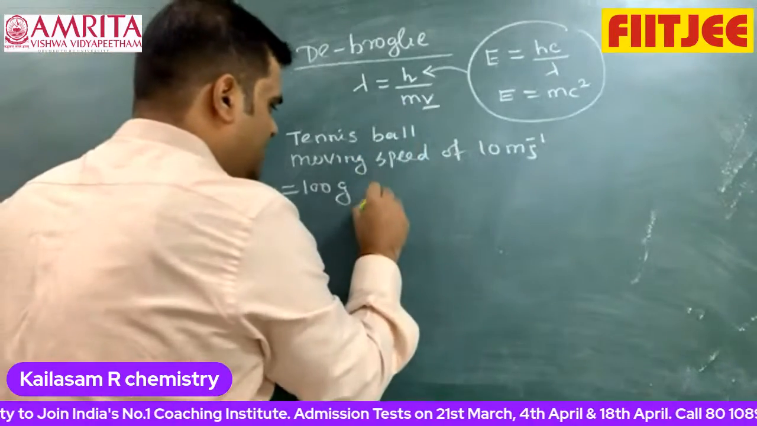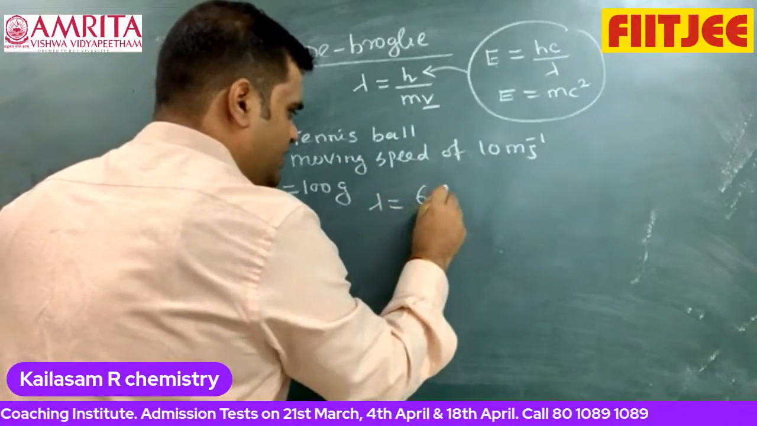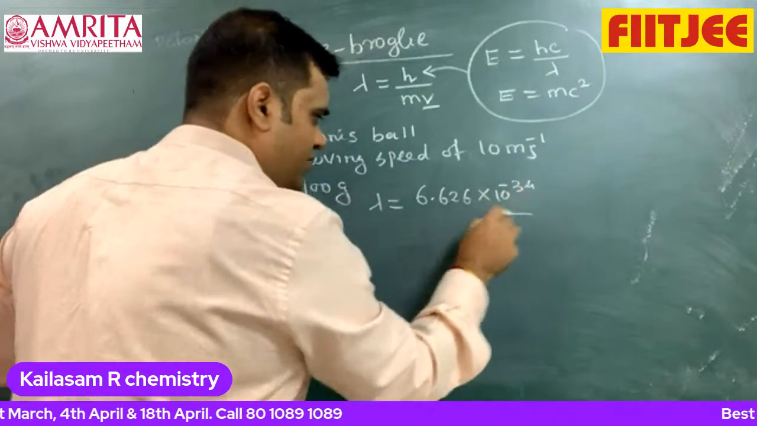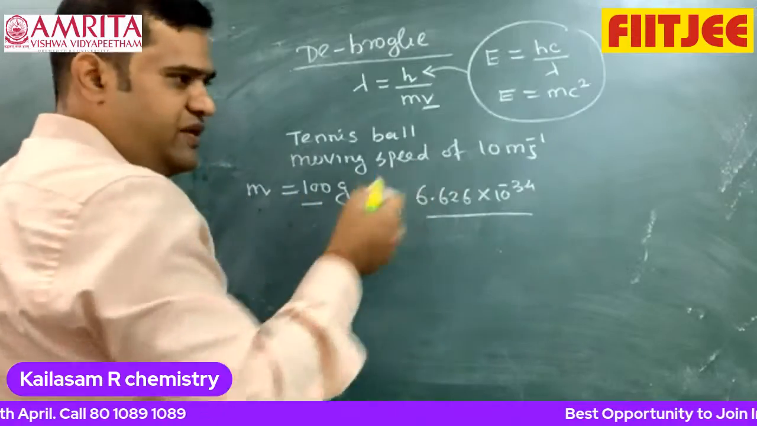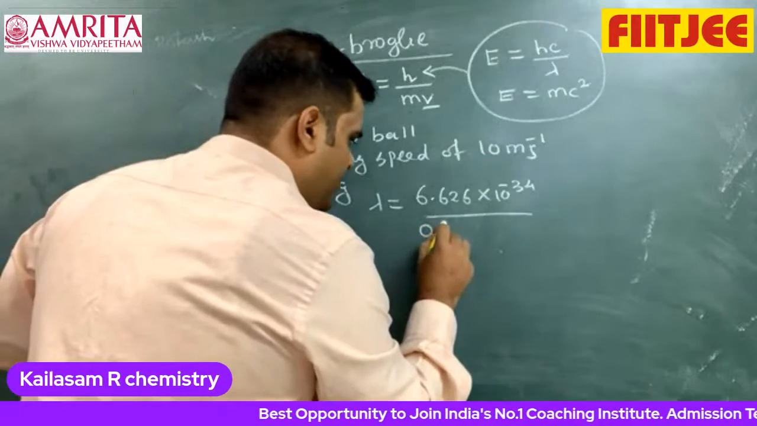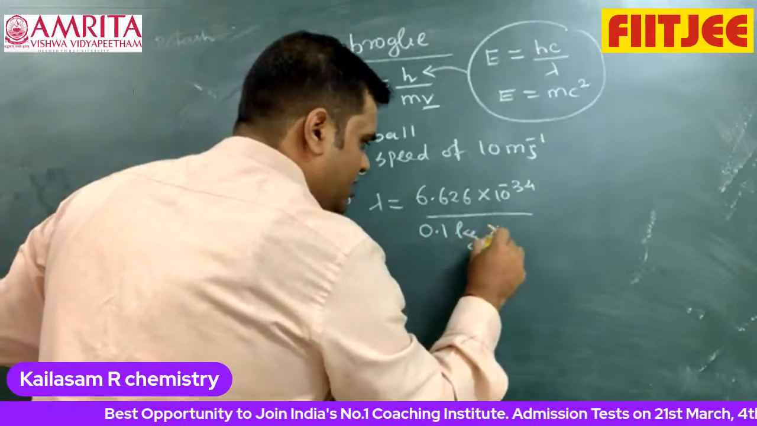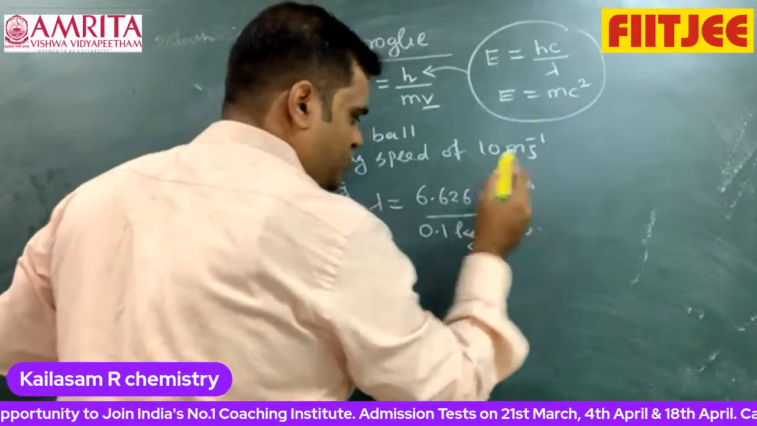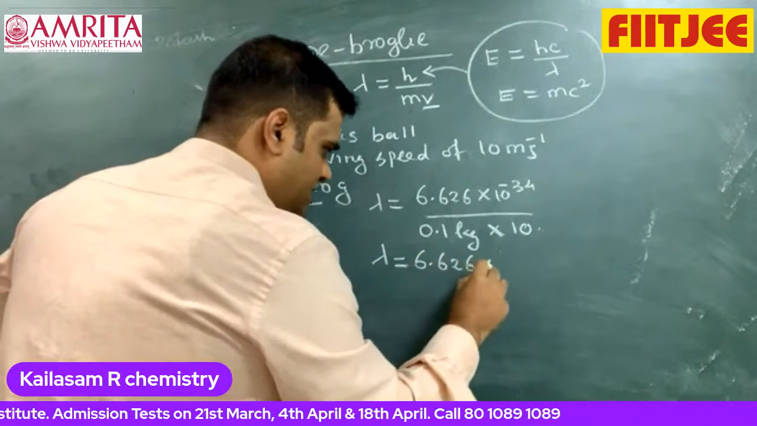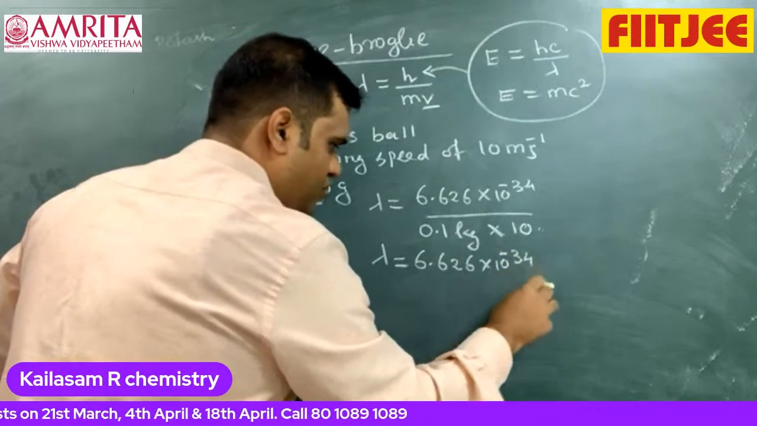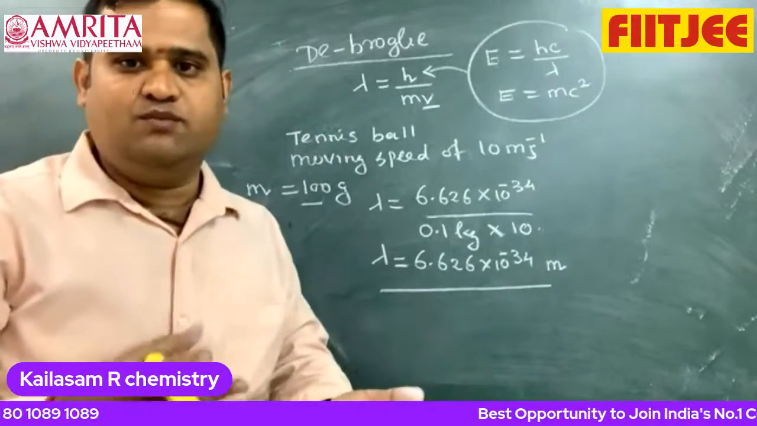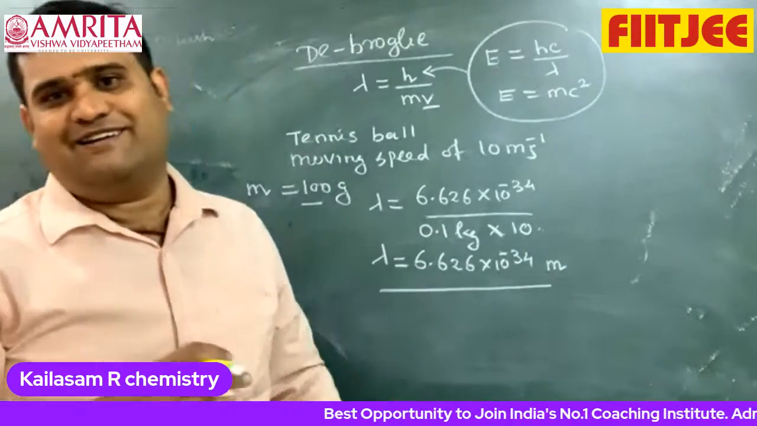I can write what is the equation? Lambda is equal to 6.626 10 power minus 34 by the mass in terms of kg. We have to take it because then only the dimension will be cancelled out. Therefore, I can take 0.1 kg into 10. So now what is the answer? Lambda is equal to 6.626 10 power minus 34 meter. Which is negligible. Therefore, the tennis ball behaves as a particle character.